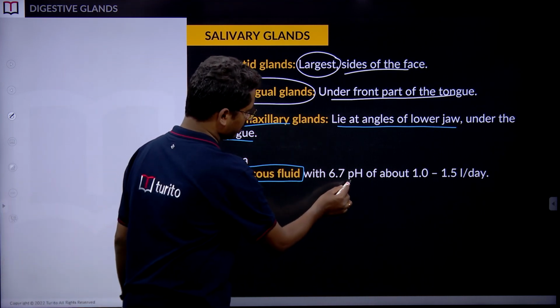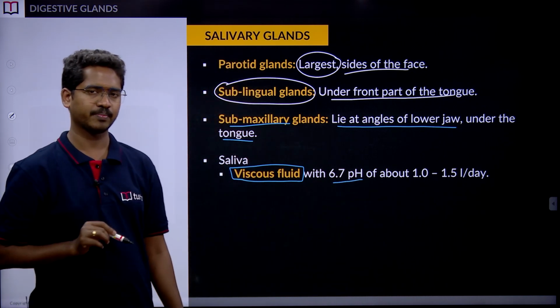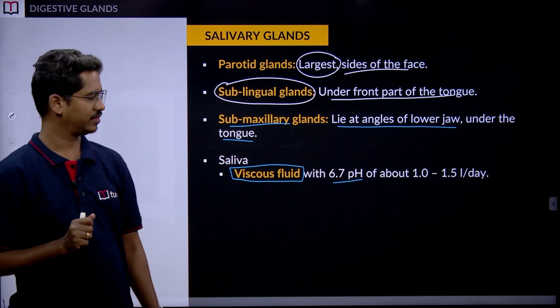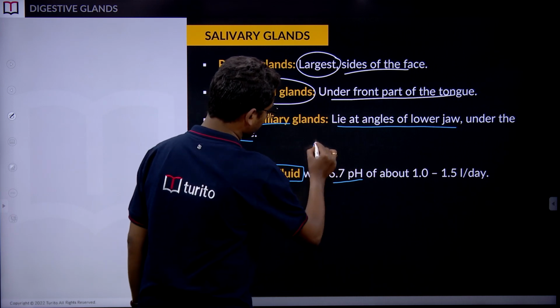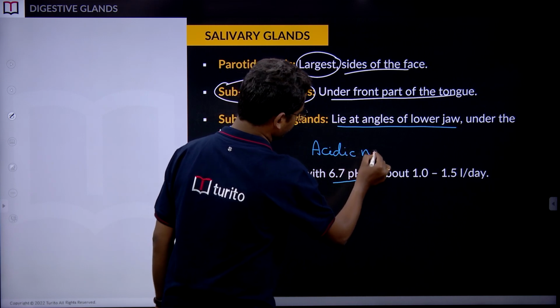And remember children, looking at it, I think you can make out whether it is acidic or alkaline. Certainly it is less than 7, which means our saliva is acidic in nature.